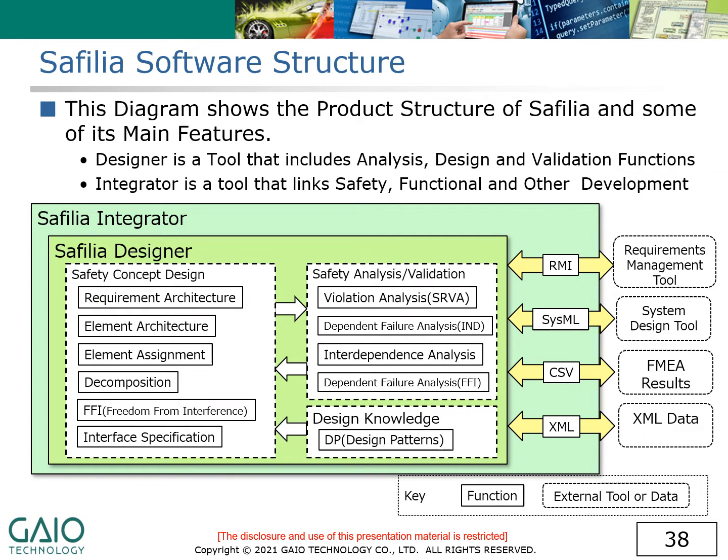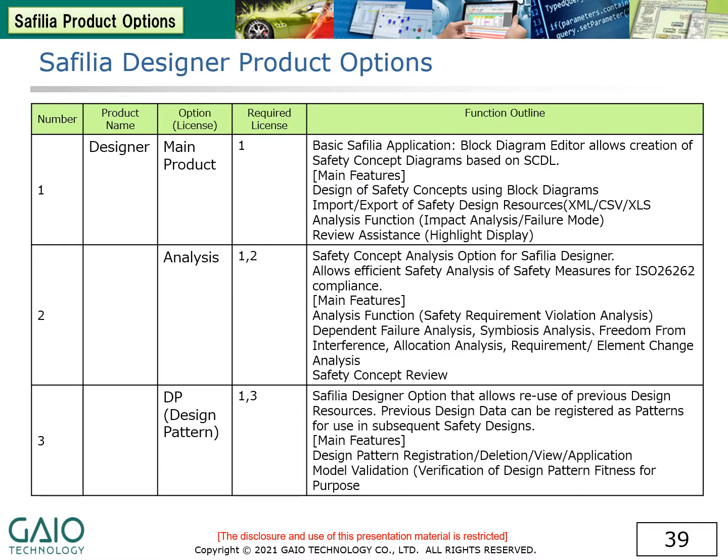Two of the main components of the Safilia tool are shown here. The designer is used to create specifications for the architecture and elements, while the integrator allows these specifications to interface with external documents and tools. Each of these main components also has several optional features which are covered by separate licenses.